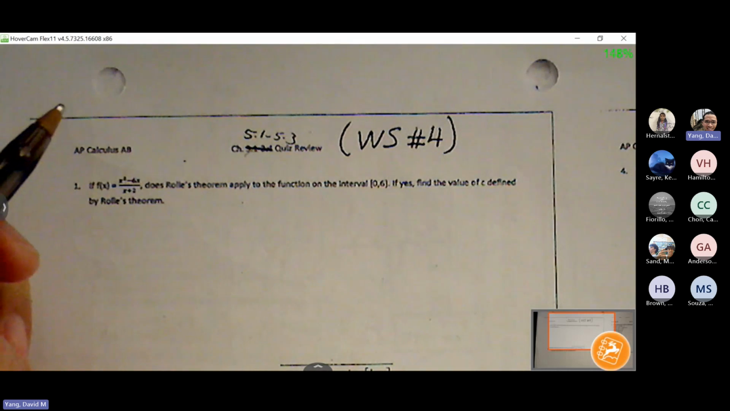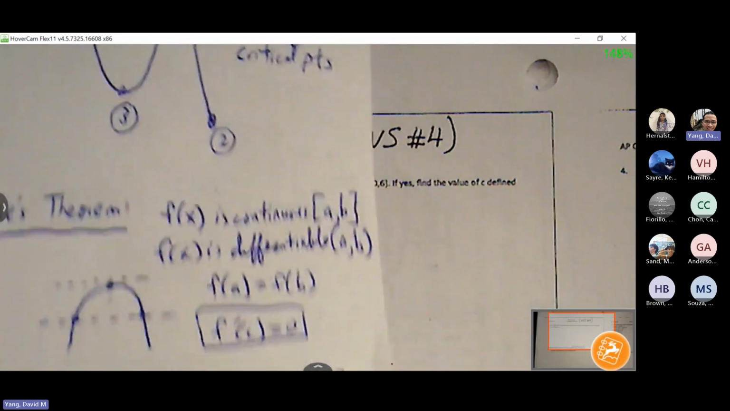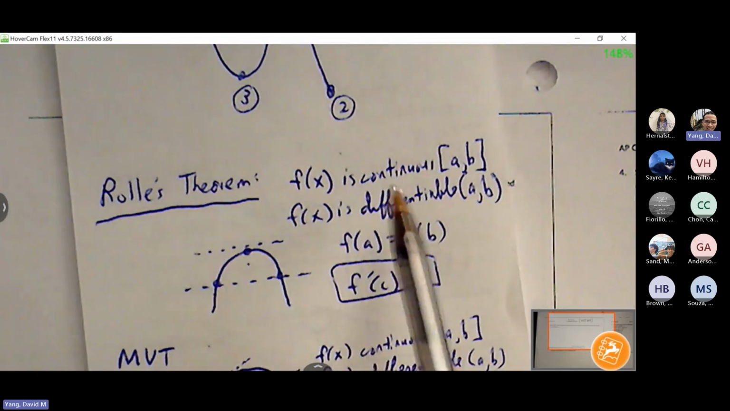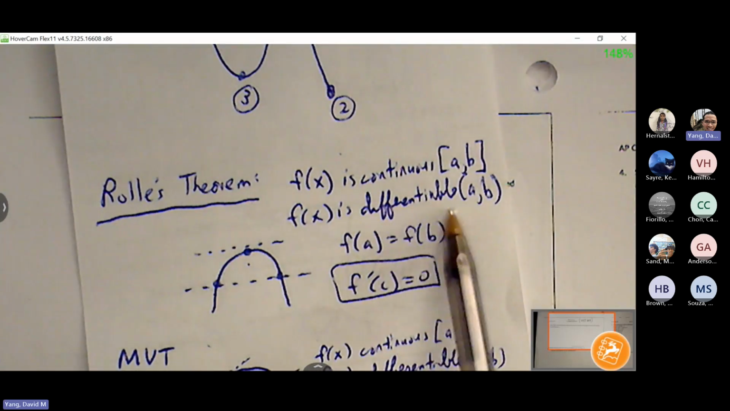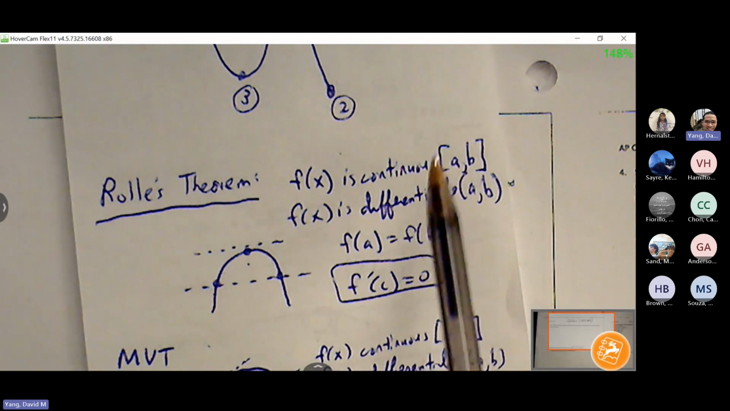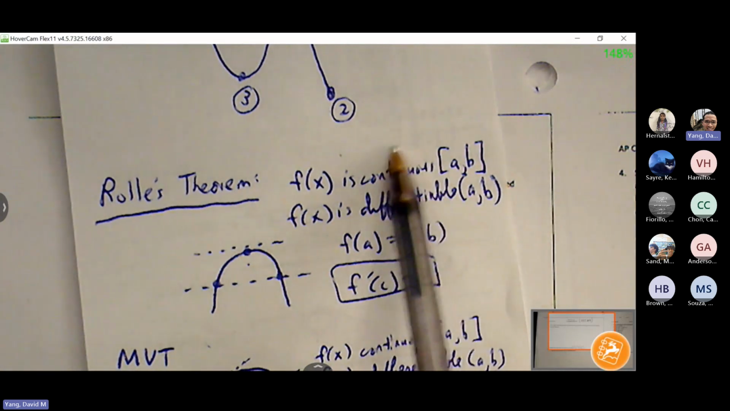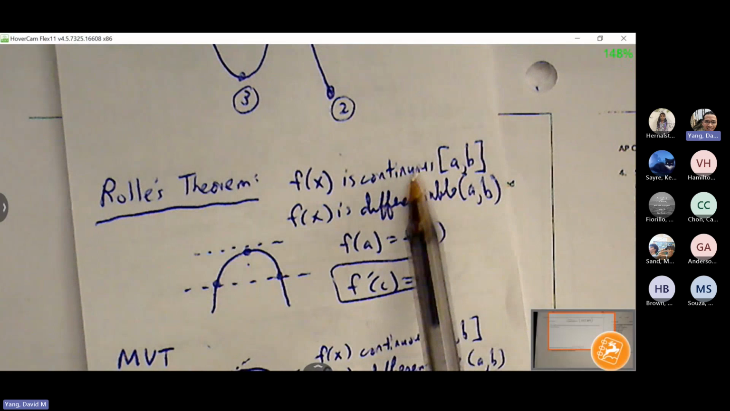So there's a couple of things that need to happen. We need to check to see, is the function continuous on the closed interval? Is the function differentiable on the open interval? But really, I just have to worry about continuity. If I can show that the function is continuous on the closed interval, then the functions that I give you will be differentiable along the interval as well.